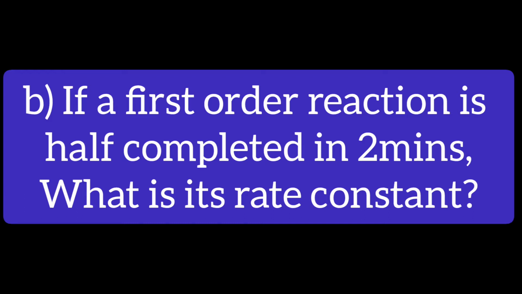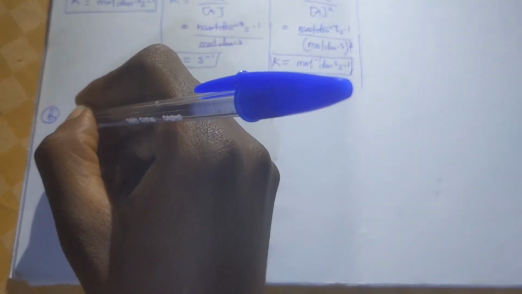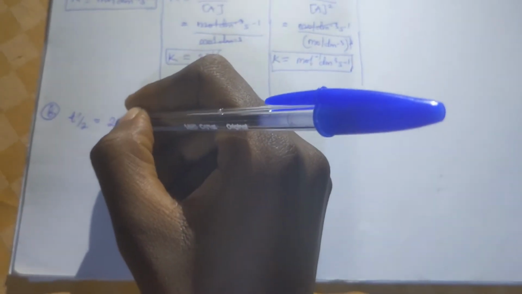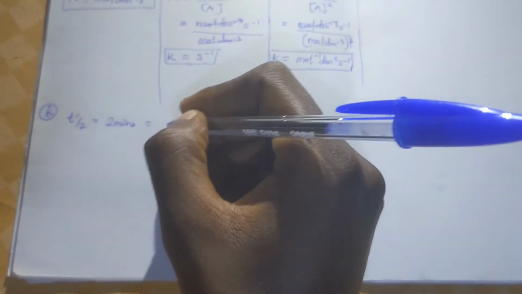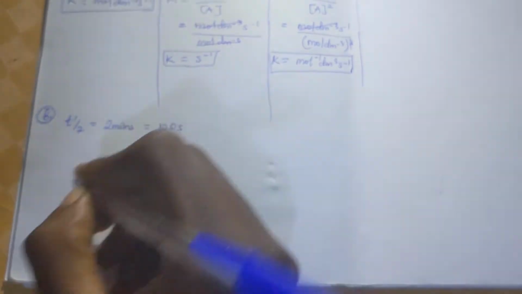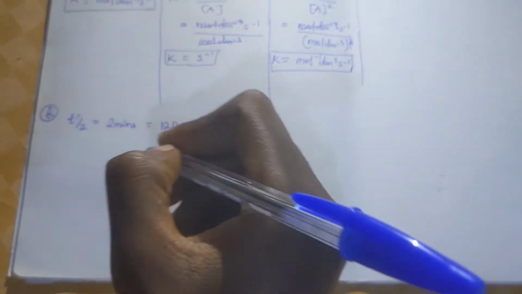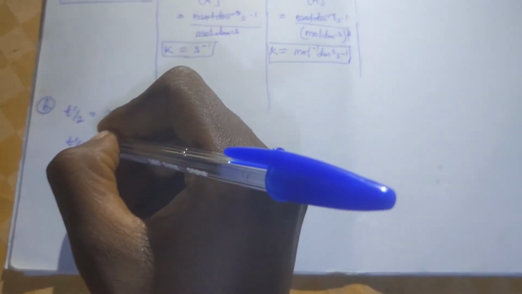The second question says, if a first order reaction is half completed in 2 seconds, what is the rate constant? Now, we should know that T half is equals to 2 seconds in this case. T half equals to 2 seconds, which is equals to 120 seconds. Note this.